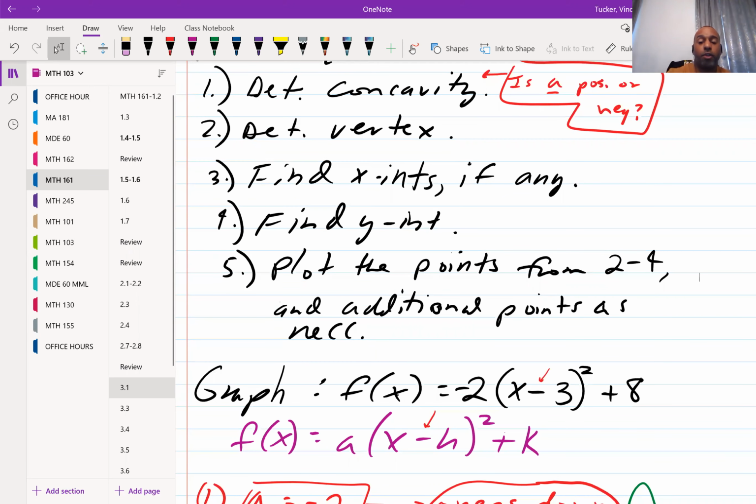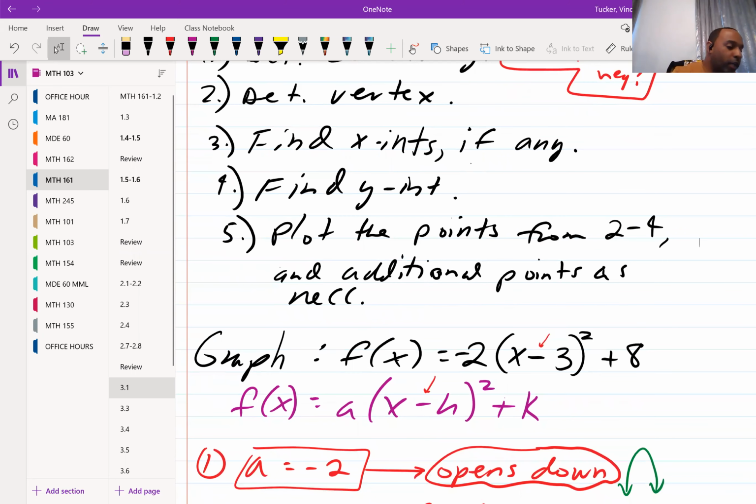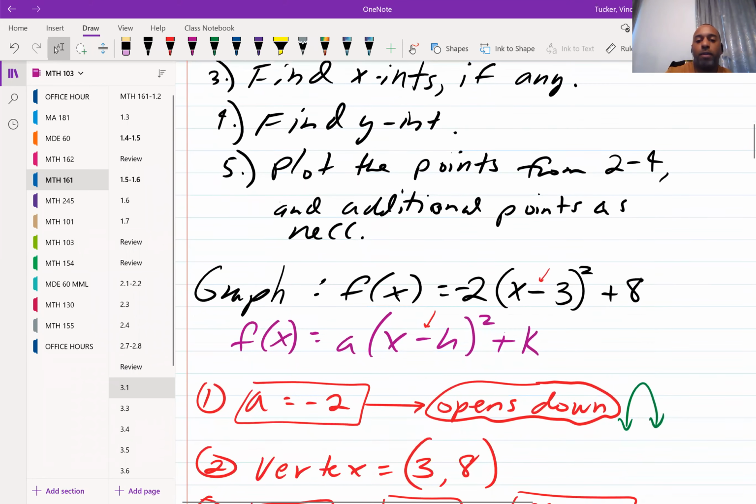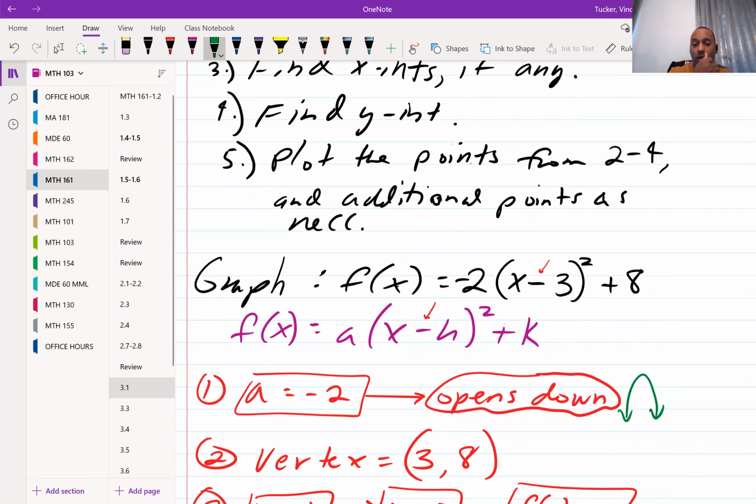So first step is determine your concavity. A is equal to -2. Since A is negative, that means it opens downward, so it concaves down. Step 2 is determine your vertex. Notice it's (h, k). That's our vertex. But we have this negative sign here, so you're going to use the opposite sign for h. That's why I have a 3 here. And for 8, you just use the number that we have.